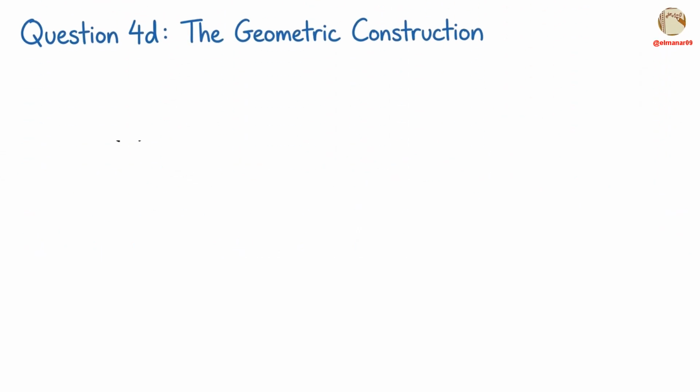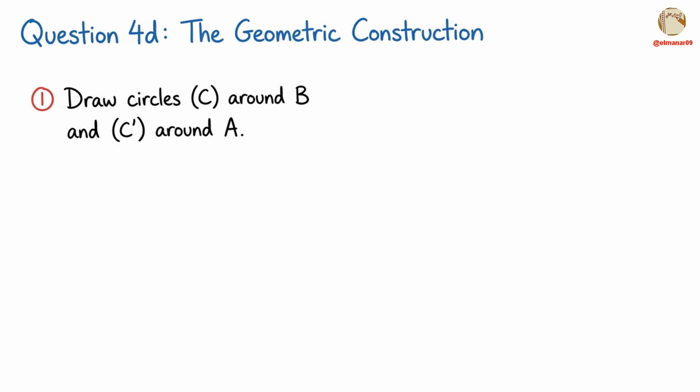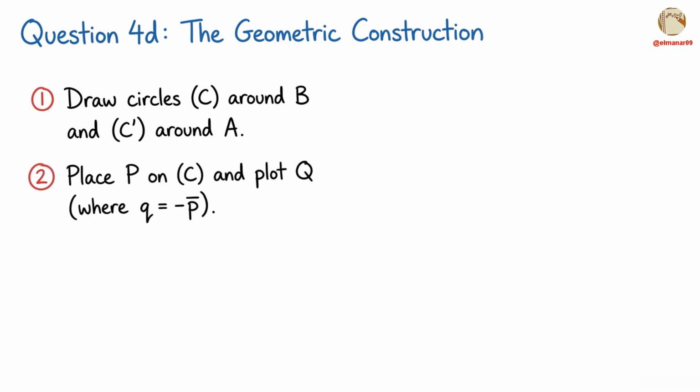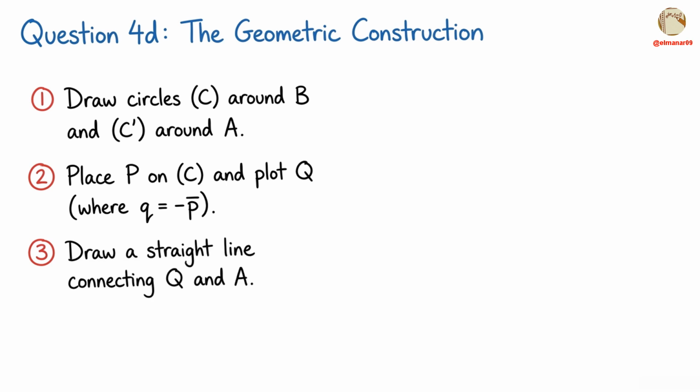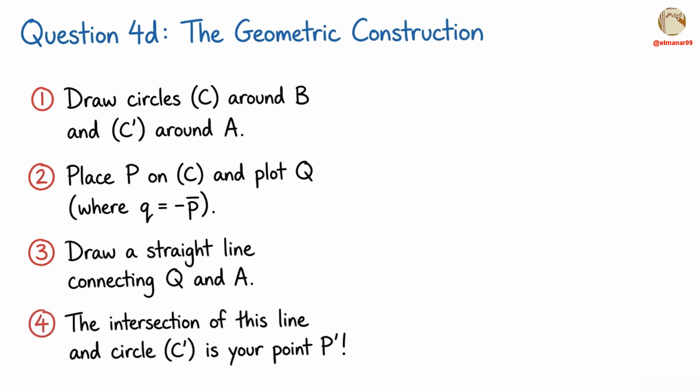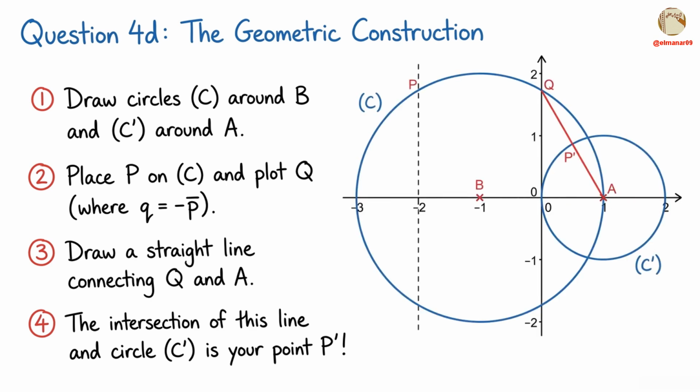Here is your construction guide. First, draw the two circles around A and B. Next, plot P and its symmetric counterpart, Q. Now, draw a straight line connecting Q and A. The magic moment happens right here. The intersection of that line and the smaller circle, C prime, is exactly where your point P prime is located. It's the perfect marriage of drawing and calculation.